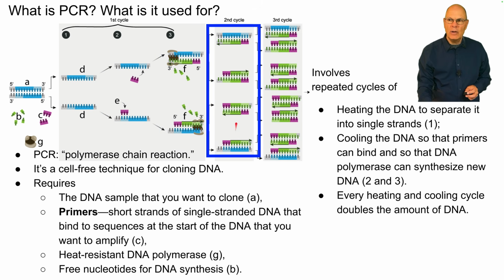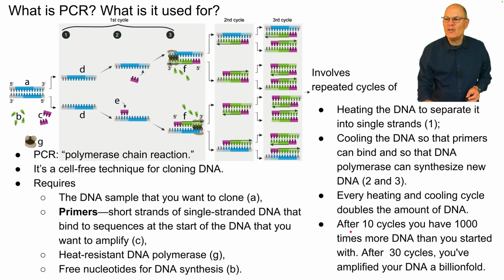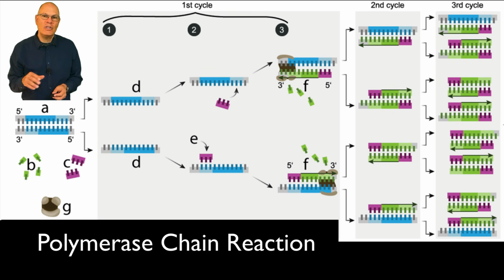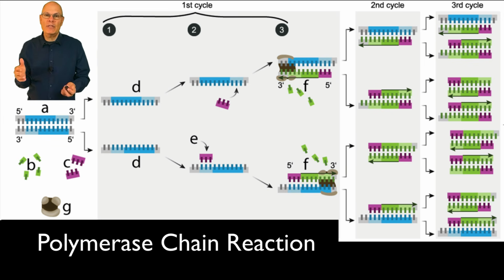Do it again. You have 4 pieces of DNA. Do it again and you'll have 8 pieces of DNA. After 10 cycles, you have 1,000 times more DNA than you started with. And after 30 cycles, you've amplified your DNA 1 billion-fold. This is widely used in any kind of science that needs to work with DNA. It's widely used in forensics, where little DNA samples from a crime scene, for example, are amplified so that they can be analyzed for electrophoresis, DNA fingerprinting, etc.